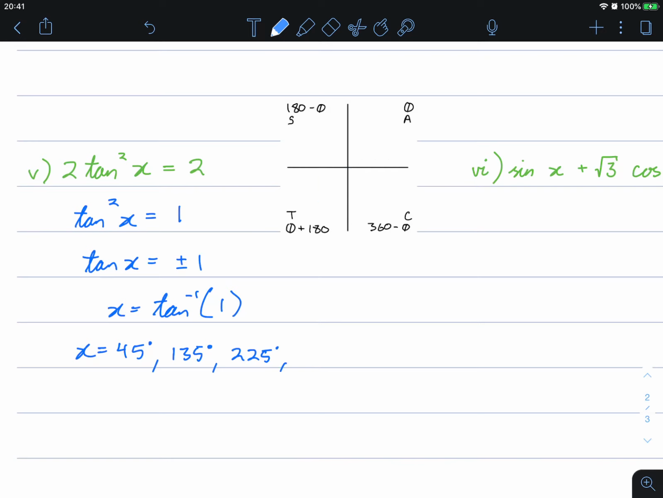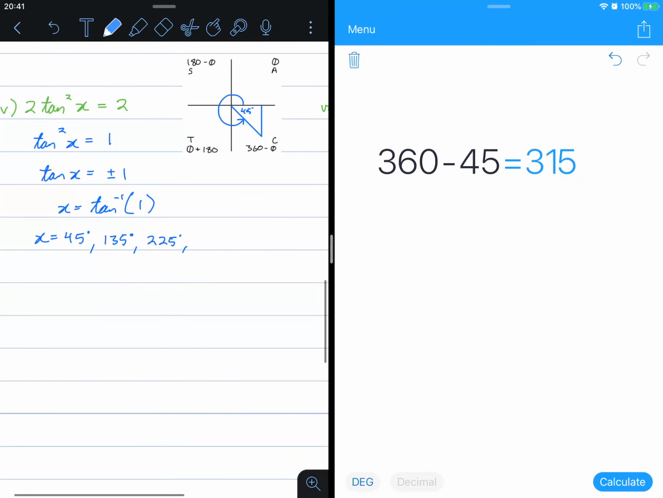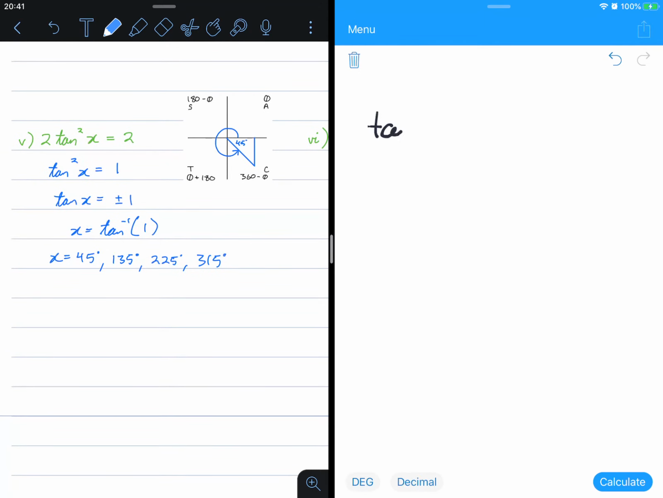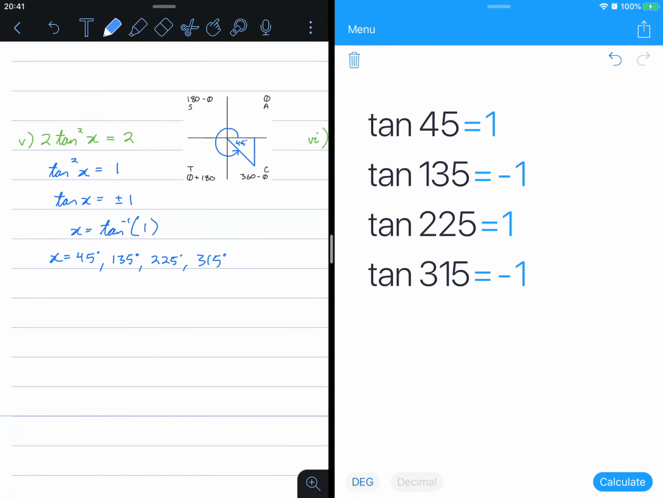And lastly, we want it in the fourth quadrant, that 45 degrees. Tan in this quadrant will be negative, so we want this angle there. So that's going to be 360 take away 45. I can't do that in my head right now. 315. Once again, always checking your solutions. Tan 45, tan 135, tan 225, and tan 315. All of them plus or minus 1.